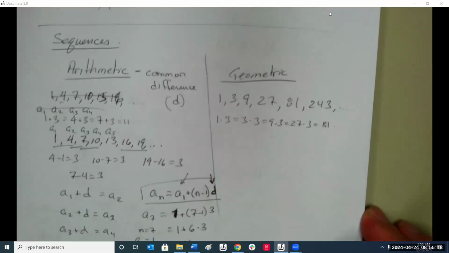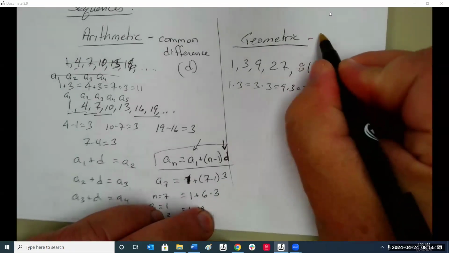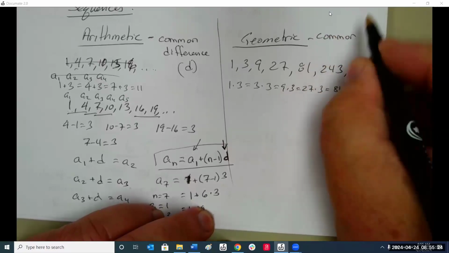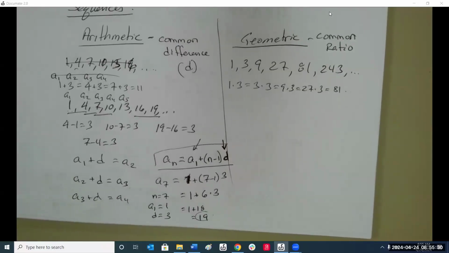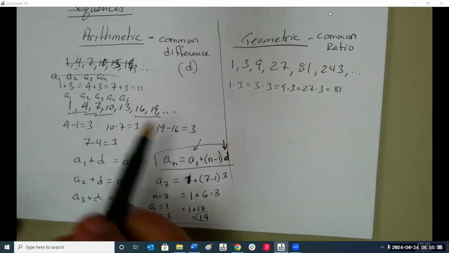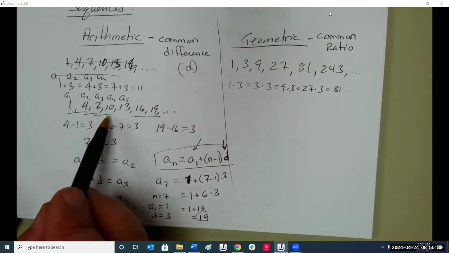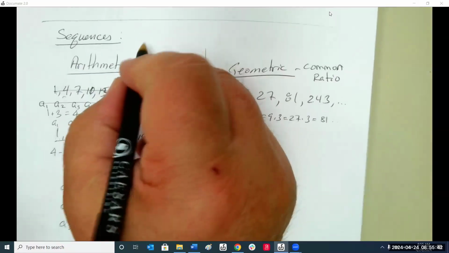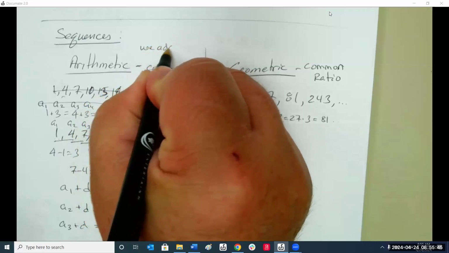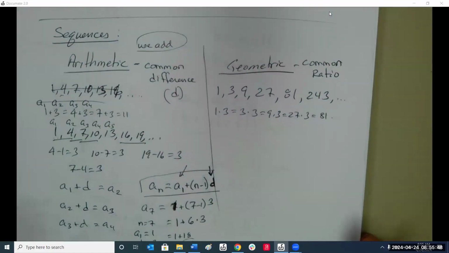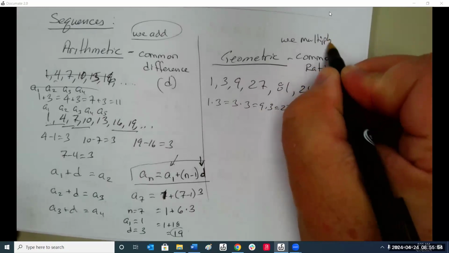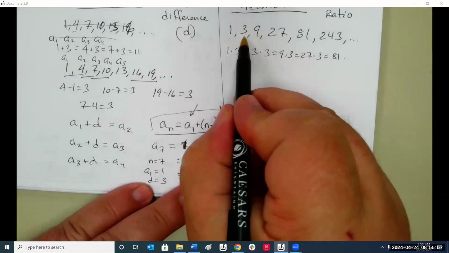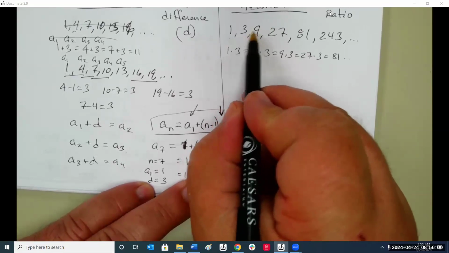Geometric sequences have what's called a common ratio. Because if you notice in our sequences, in arithmetic, we add to get to the next one. In geometric, we multiply to get from the first. So from the first one to the second one, we multiply by 3. Second to the third, multiply by 3.